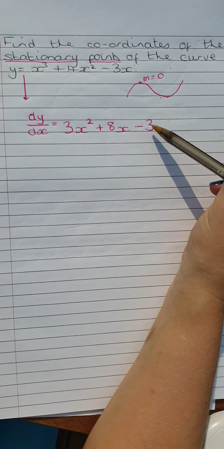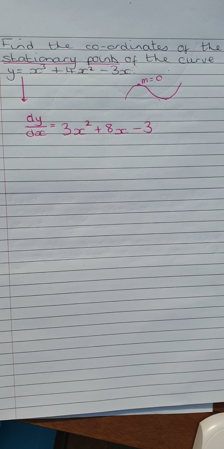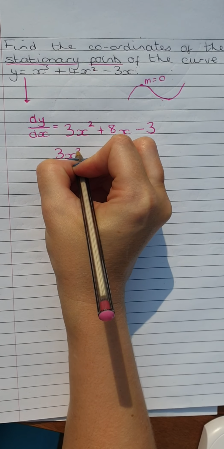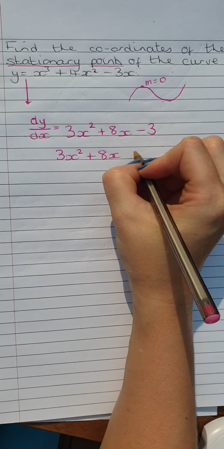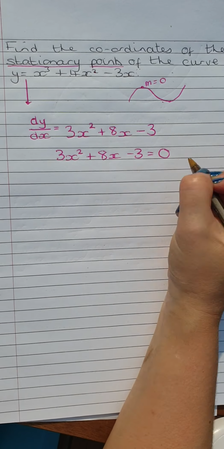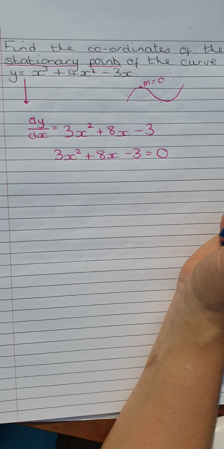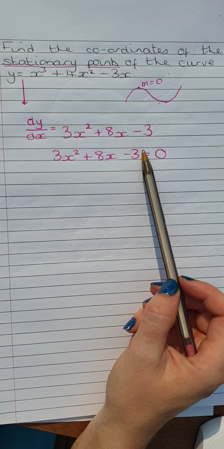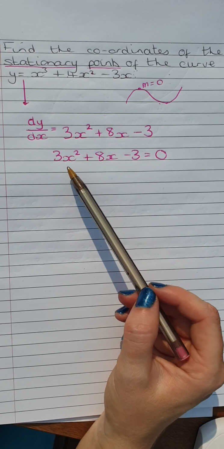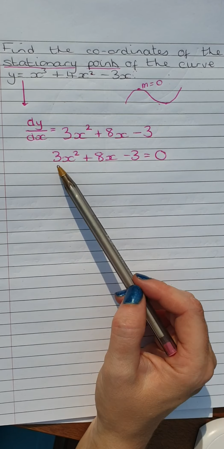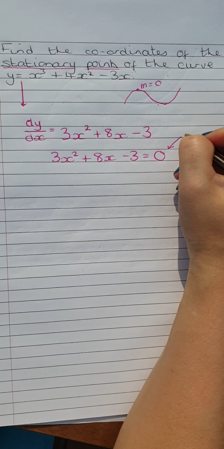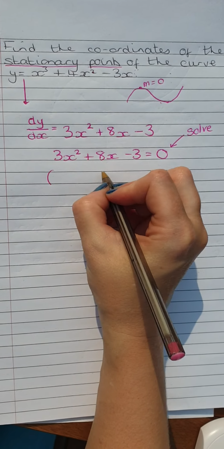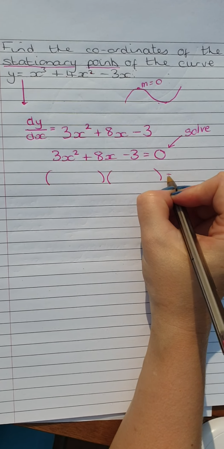So this is what the gradient is at any point. I want it at the stationary point. Now we know if it is the stationary point, the gradient is equal to 0. Now here, I need to find the coordinates. So that means I'm going to have to find what the x values are. I know the equation equals 0. Hopefully this looks familiar from GCSE. I need to solve to find what x is. Now to solve this, I'm going to have to factorise.